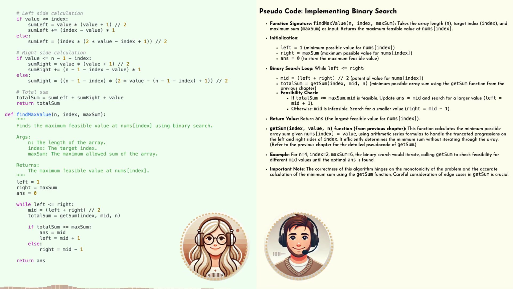And then what do we do with that? Now we've got to make a decision. If that minimum sum is less than or equal to our max sum, that means that our midpoint value is possible.